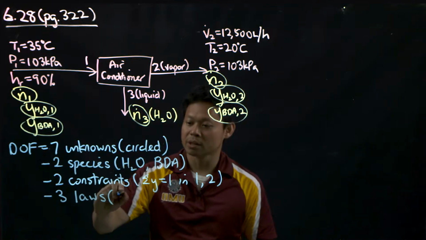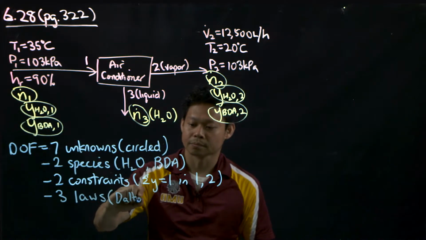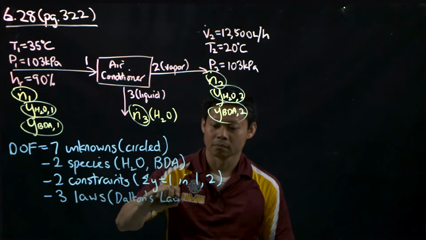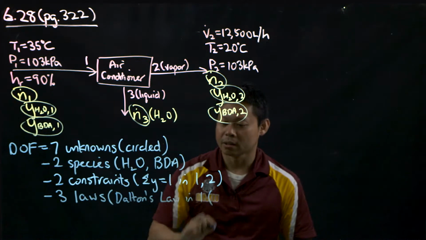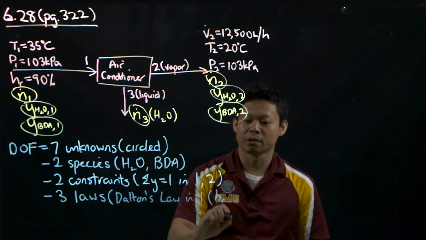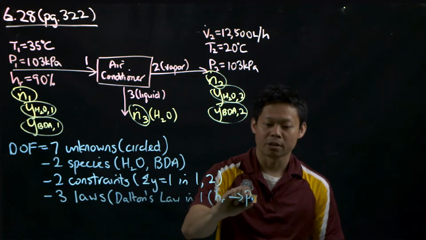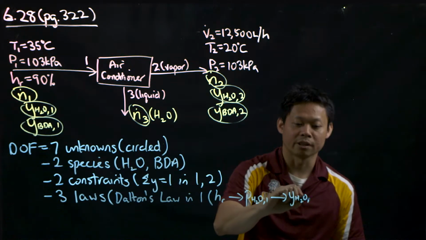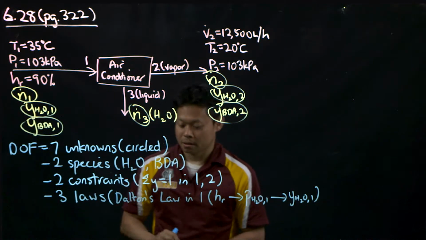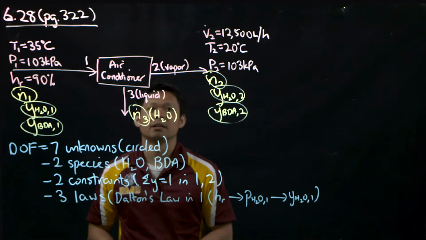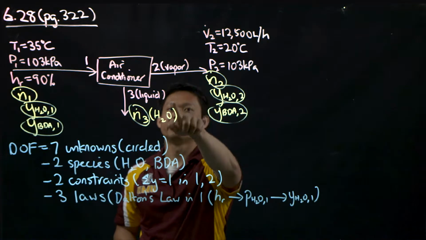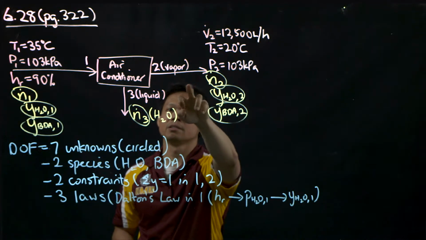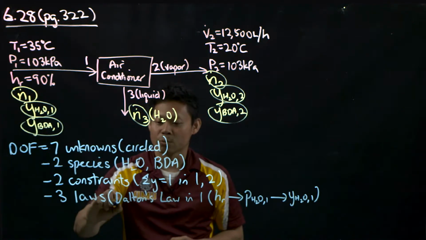So in this case, we do have Dalton's law in 1. And the way Dalton's law is going to work is you're going to get from your relative humidity to your partial pressure of water to eventually your mole fraction of water right here. Okay, then we have, in this case, vapor-liquid equilibrium for our water in streams 2 and 3. So we have one Raoult's law.